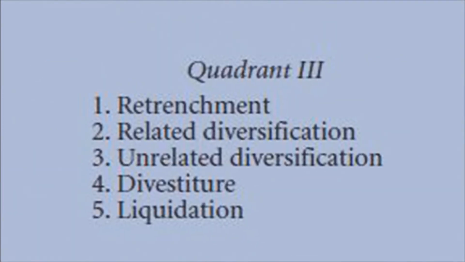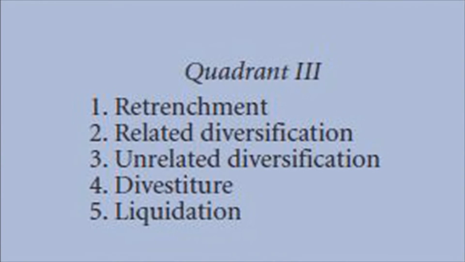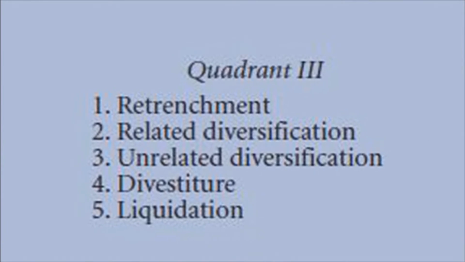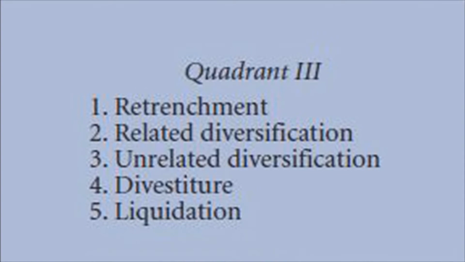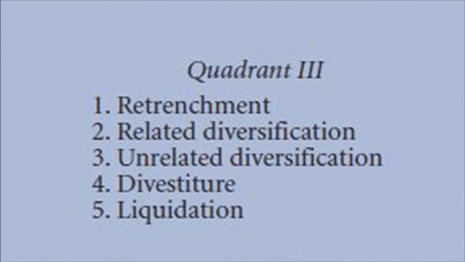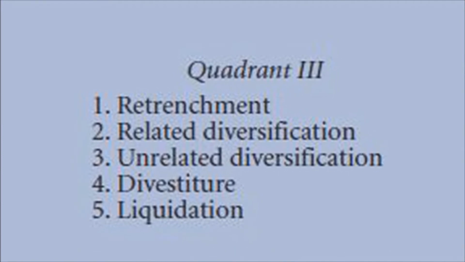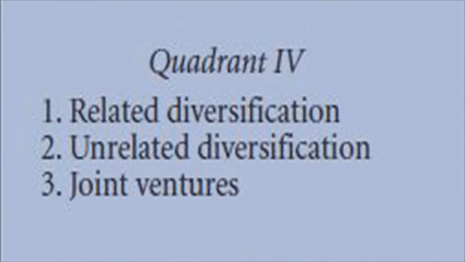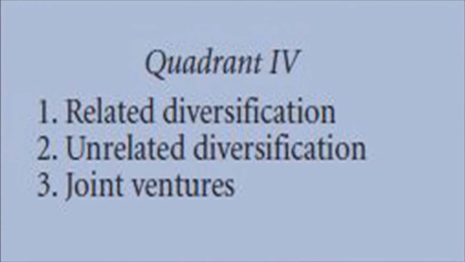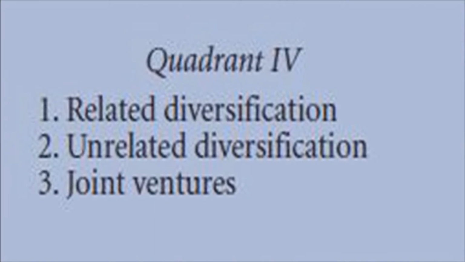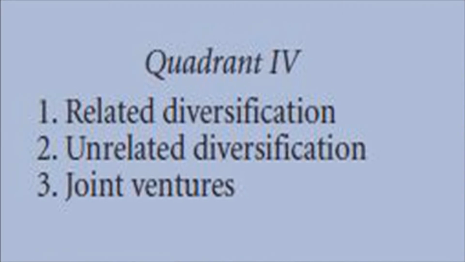Firms in Quadrant 3 compete in slow growth industries and have weak competitive positions. These firms must make some drastic changes quickly to avoid further decline and possible liquidation. Finally, Quadrant 4 firms have a strong competitive position but are in a slow growth industry. These firms have the strength to launch diversified programs into more promising growth areas.